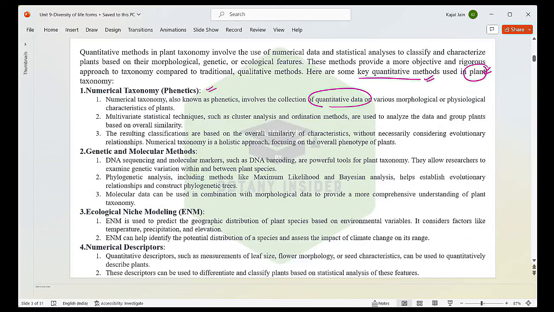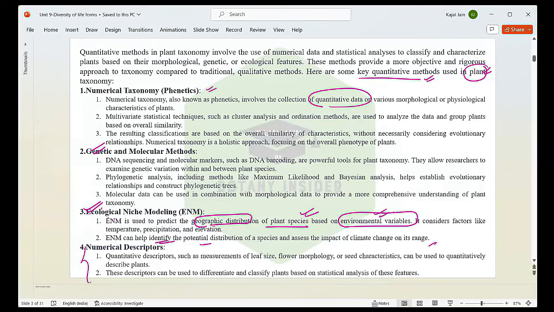Based on that, we are trying to quantitatively get to know about the different types of plants that are there. Then you have genetic and molecular methods, based upon DNA barcoding, DNA sequencing, etc. So we are trying to get the information based on that. Then you have ecological niche modeling. It is used to predict the geographic distribution of plant species based on environmental variables. It helps in identifying potential distribution, where these types of plants could be found, and finding out what impact a specific climate change might have on the distribution of the organism.